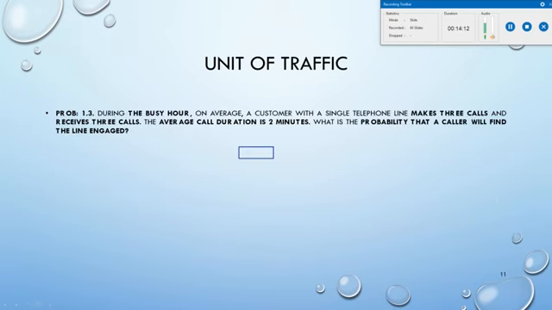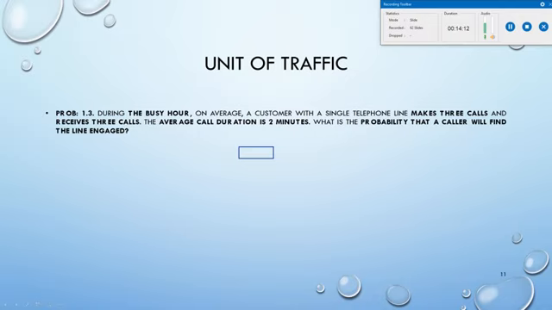During the busy hour, on average, a customer with a single telephone line makes 3 calls and receives 3 calls. The average call duration is 2 minutes. What is the probability that a caller will find the line engaged? It is a slightly different problem, but he is asking the same thing again. The hour considered for measurement is the busy hour, which is equivalent to 60 minutes or 1 hour.